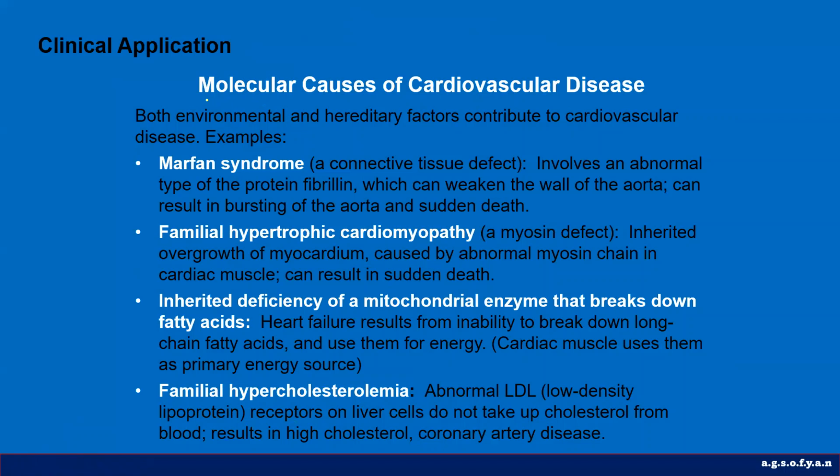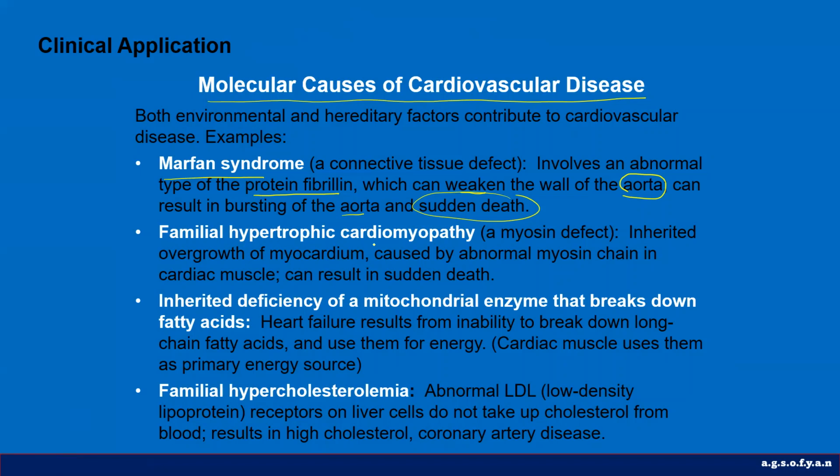Some diseases or molecular cardiovascular diseases, like Marfan syndrome. This is caused by a connective tissue defect involving an abnormal type of protein, fibrillin, which can weaken the wall of the aorta. So the wall of the aorta is weaker compared to a normal person, resulting in bursting of the aorta and causing sudden death. So basically, the aorta is not as strong as in normal people.